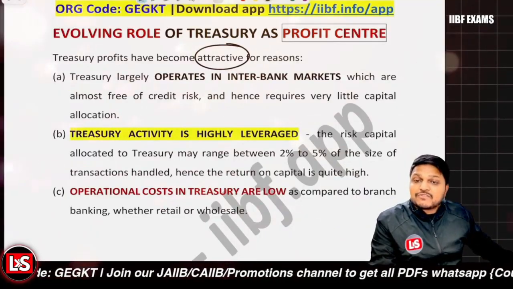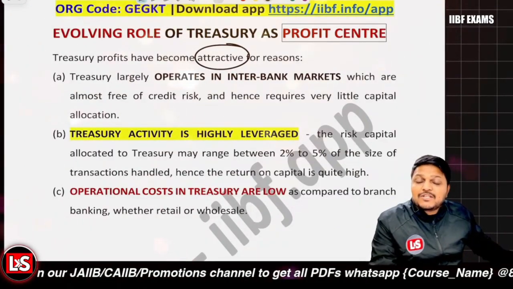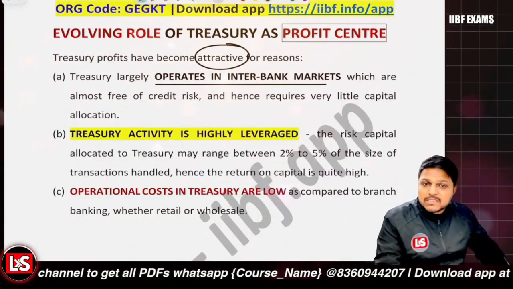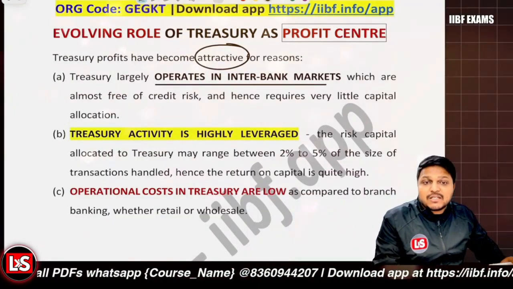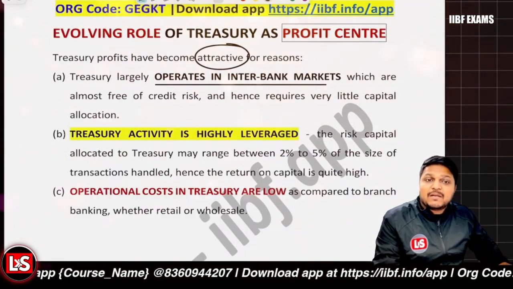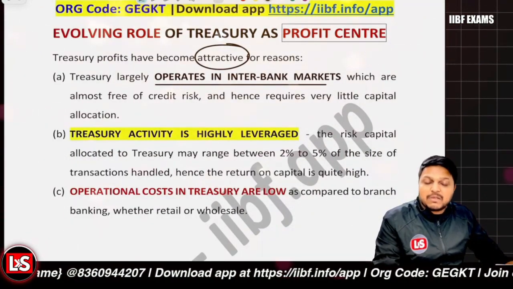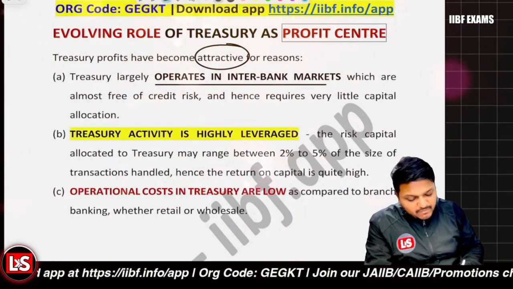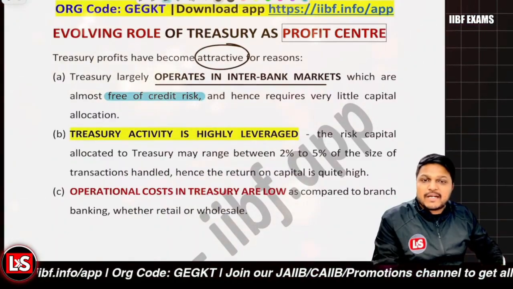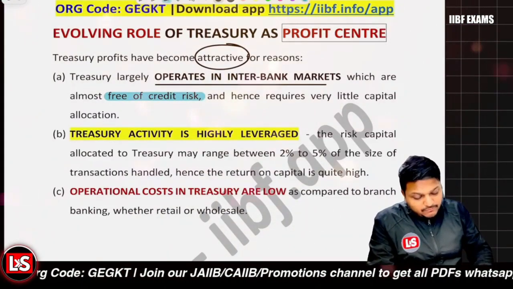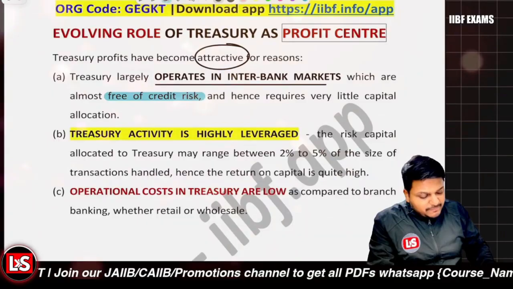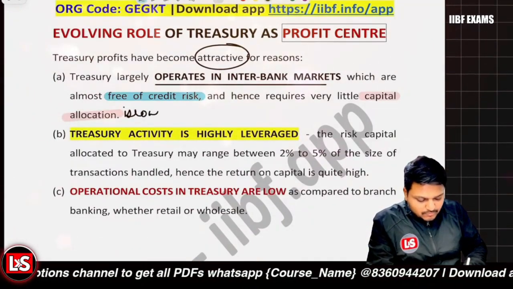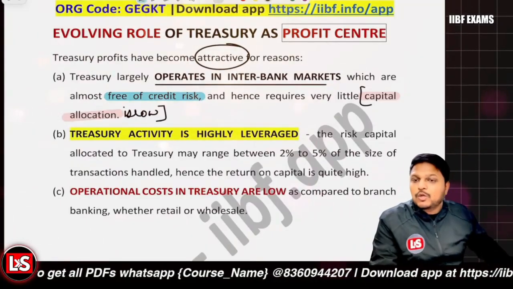Why? The first reason is the operations in the interbank market. The treasury transactions occur in interbank markets, where the credit risk is minimal. When you are dealing bank to bank, the credit risk is very low. But when you are lending to customers, the credit risk is higher. So very limited capital allocation is to be done. So the capital allocation is low, right?